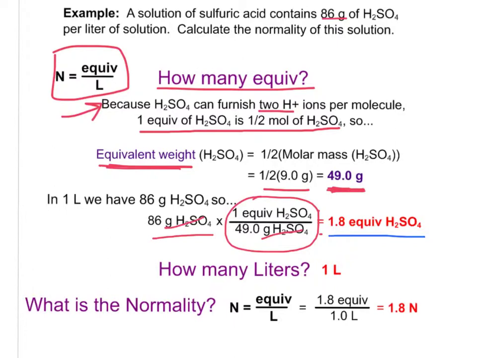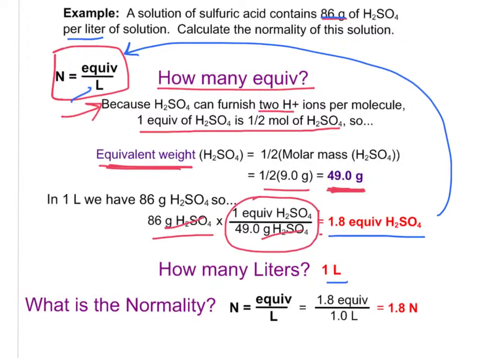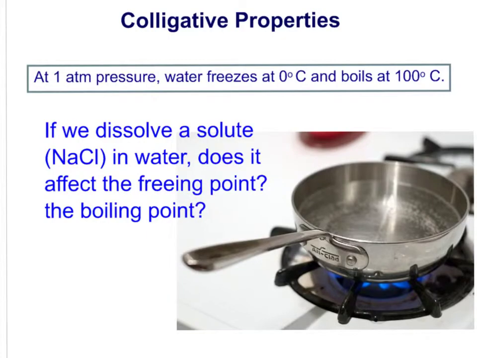So now we know our equivalents. We'll be able to plug that into the equation right there. Now, how many liters? That's the next question. Well, if I have 86 grams of sulfuric acid per liter, I'm only talking about 1 liter. So my answer there is 1 liter. I can plug that into the equation right there. And what is the normality? Well, 1.8 divided by 1.